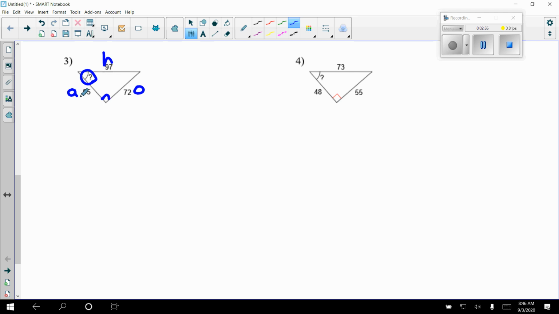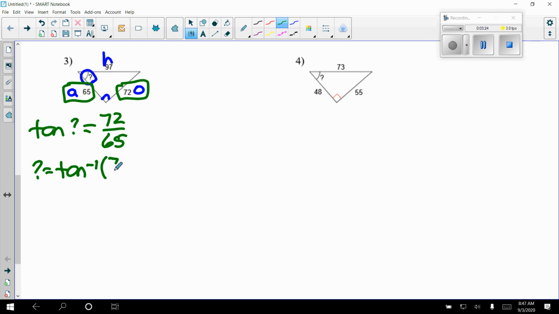But now I get to choose, really, because I have all three sides and I'm looking for the angle. I just get to choose two of them. Okay? Maybe for this one, I'll do these two. So I would do tangent, because it's opposite and adjacent: tangent of the angle equals opposite 72 over adjacent 65. So if I do tan inverse of 72 over 65, I'm hitting second tan, 72 divided by 65, and I get 47.9 degrees.